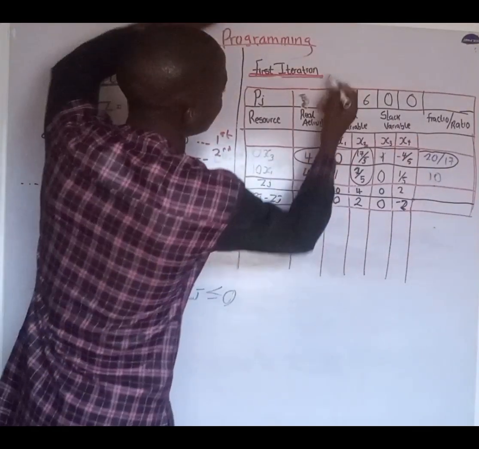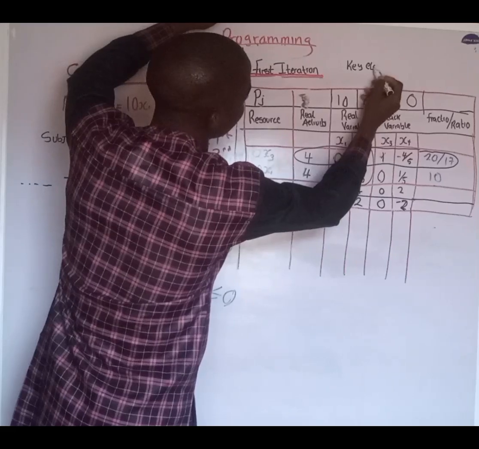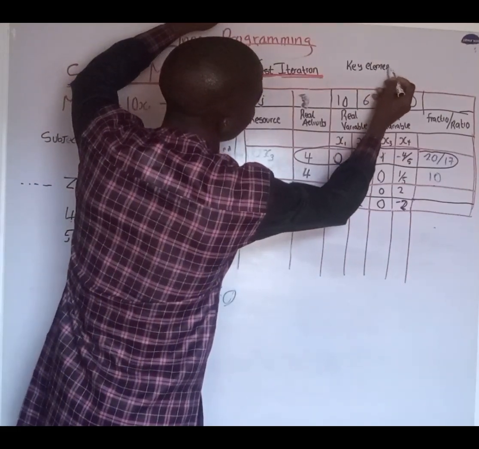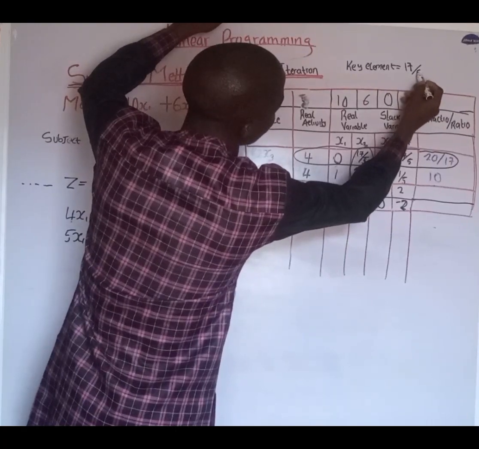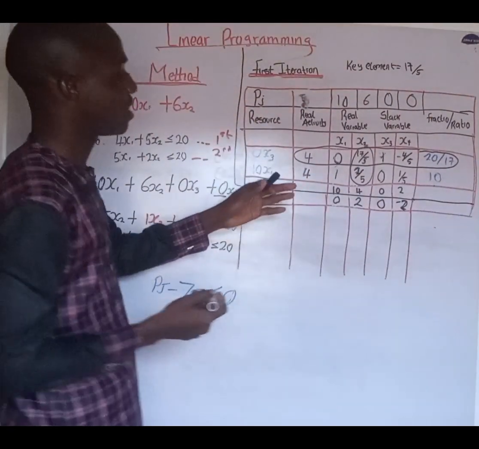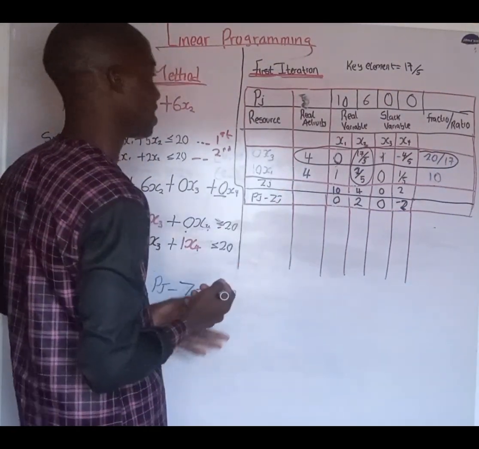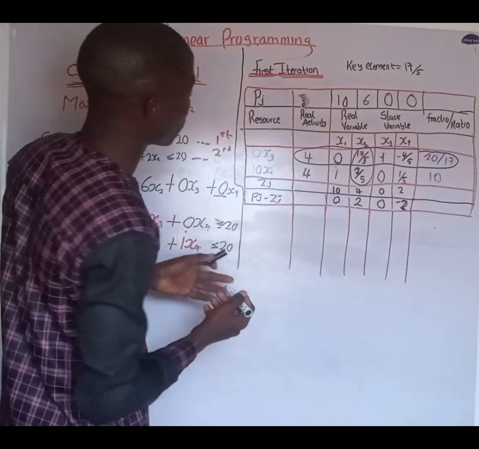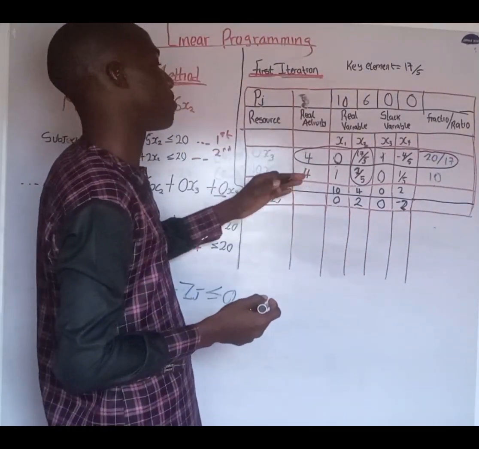Let me put it down. The key element here is now 17 all over 5. The key element now is 17/5. So I can proceed to the second iteration like that. Of course, if I want to, I have to get the new value for my second iteration.